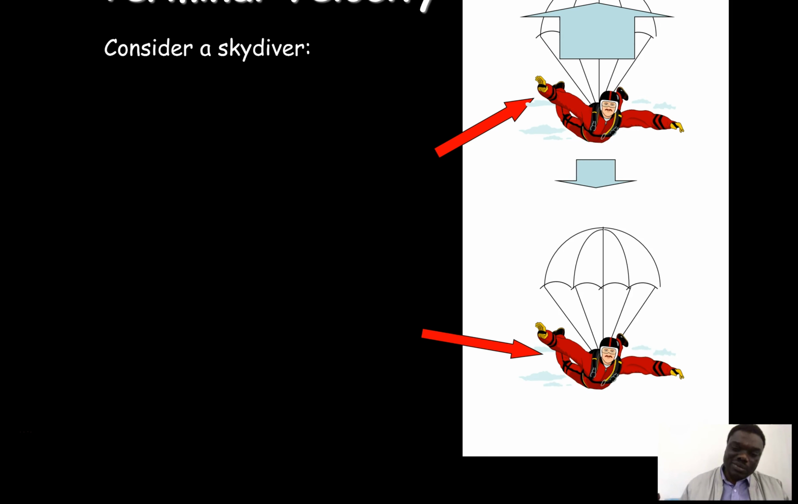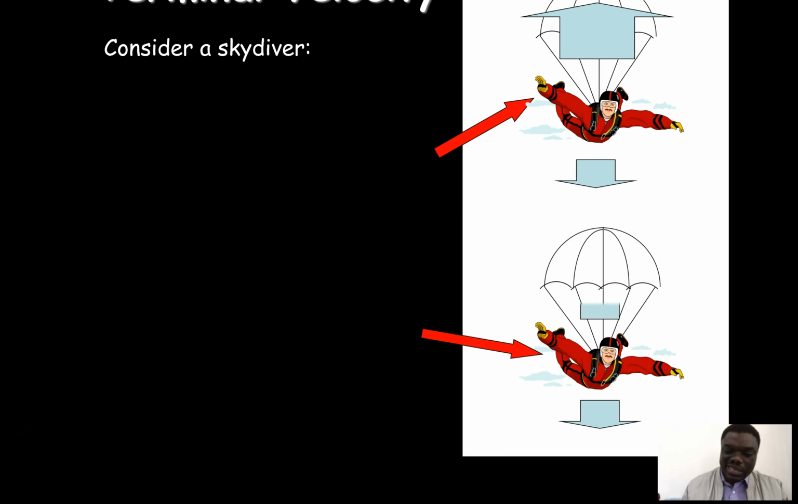He slows down, correct? As he slows down, the air resistance will become smaller again until it becomes equal to weight again. When it is equal to weight, he will continue to move at another terminal velocity. But this terminal velocity is smaller than the previous terminal velocity. Why? Because he has already slowed down in this case, correct? So that is how terminal velocity works.